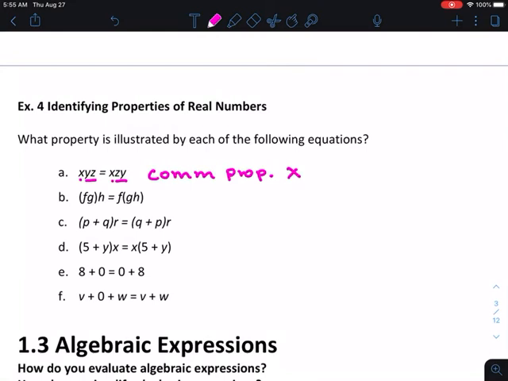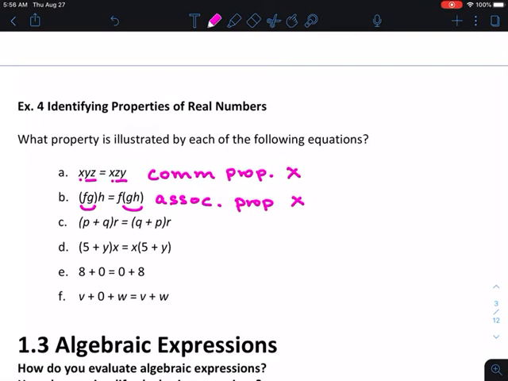If I look at part B, I have F, G, H, F, G, H. What's changing? Grouping symbols are changing. Who G is associating with is what's changing. So we're going to have the associative property. If you're going to abbreviate associative property, make sure you use more than the first three letters. So the associative property, and we are multiplying.